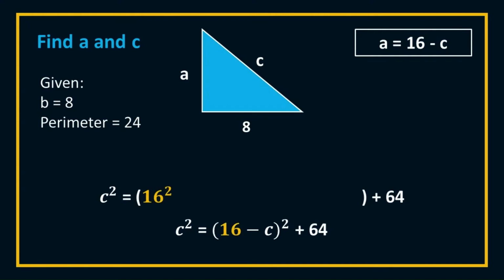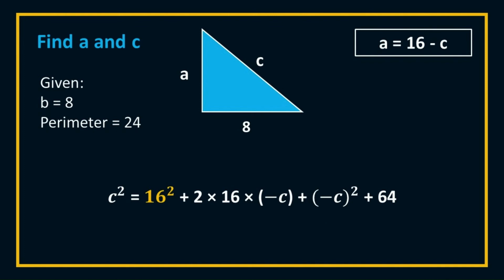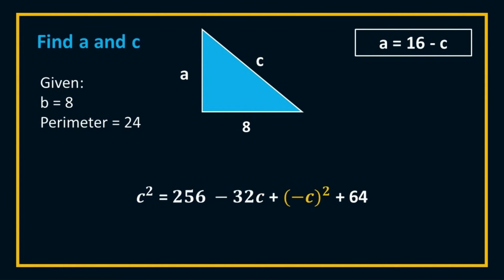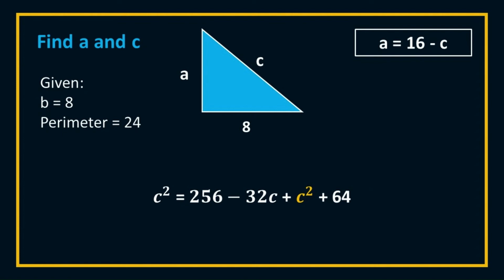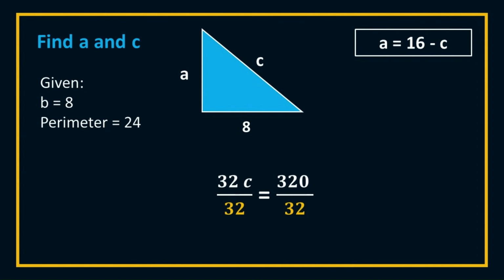Let's apply that here. 16 squared plus 2 times 16 times negative c plus negative c squared. 16 squared is 256. 2 times 16 times negative c is negative 32c. And negative c squared is positive c squared. Let's put all the variables on one side. So add 32c minus c squared to both sides of the equation. C squared minus c squared is 0. 256 plus 64 is 320. Divide both sides by 32, so C equals 10.